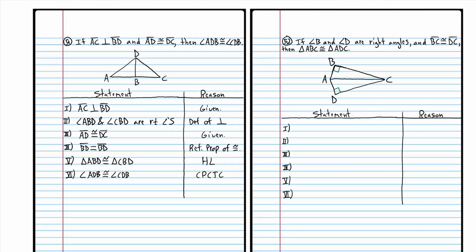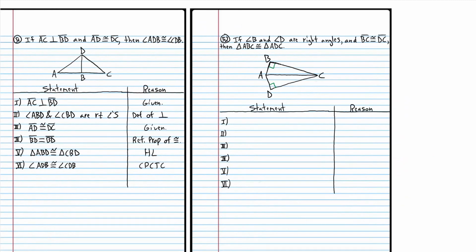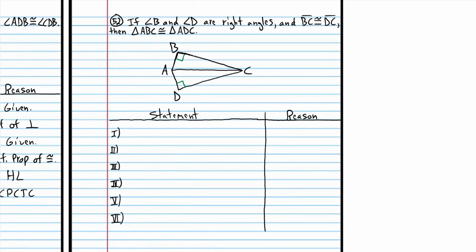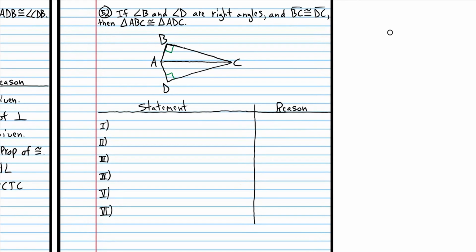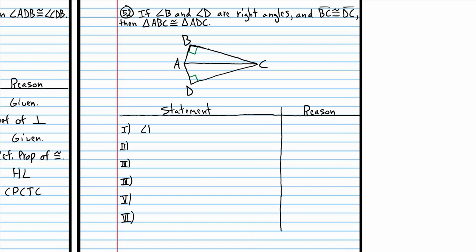All right, so that proof was a little more difficult than the previous proof. So now I want you to try some proofs. Try number 52. And when you come back, we'll do it together. All right, we're back. We know that angle B and angle D are right angles.